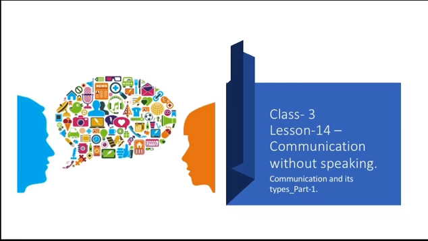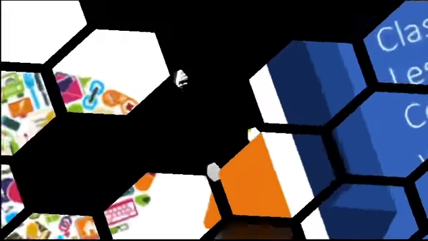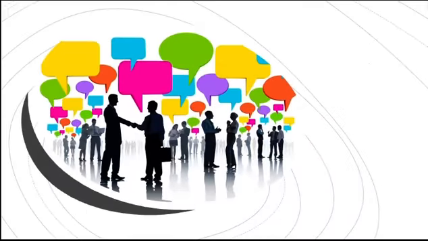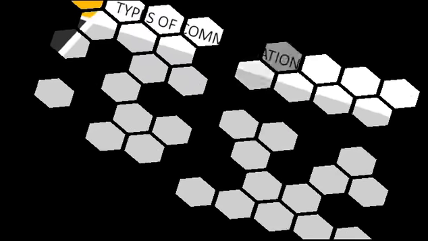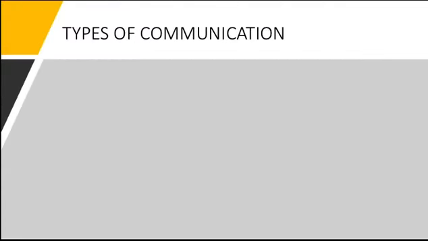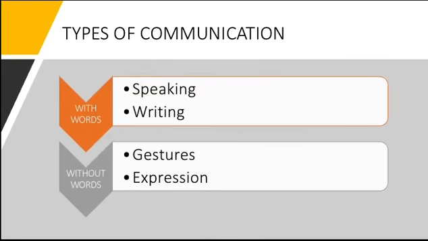So what do you mean by communication? We use words or actions to share our thoughts with others. The process of sharing thoughts, ideas and feelings with people is nothing but communication. Sometimes the look on our face changes to show what we feel. Communication has mainly two types. So what are the two types of communication? That is with words and without words. Communication with words involves speaking and writing. Communication without words involves gestures and expressions.